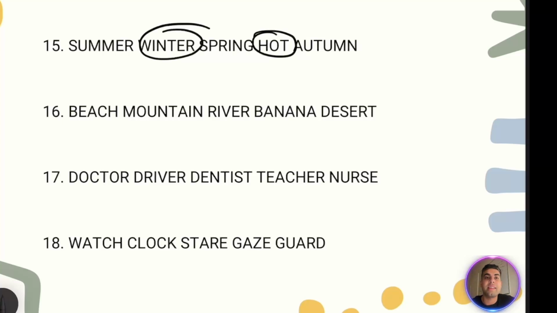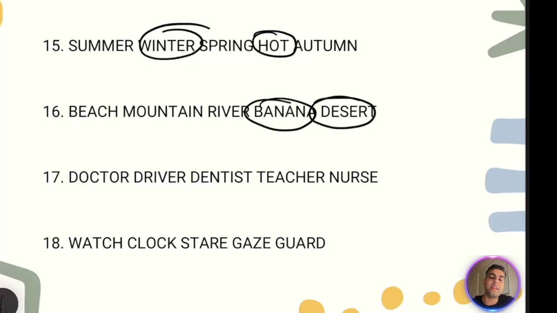Question 16. Beach, mountain, river, banana, desert. Well, beach, mountain and river are all natural landforms, while banana is a fruit and desert is a biome. So for that reason, we will have banana and desert.